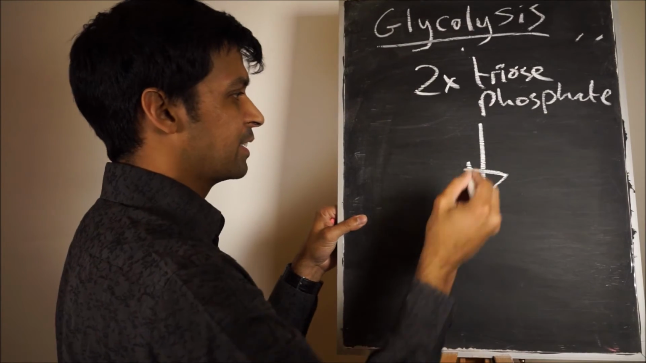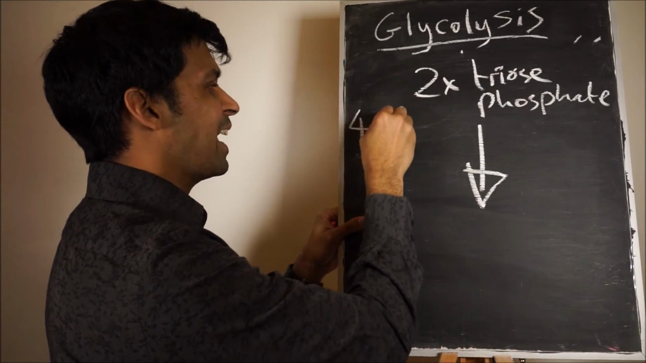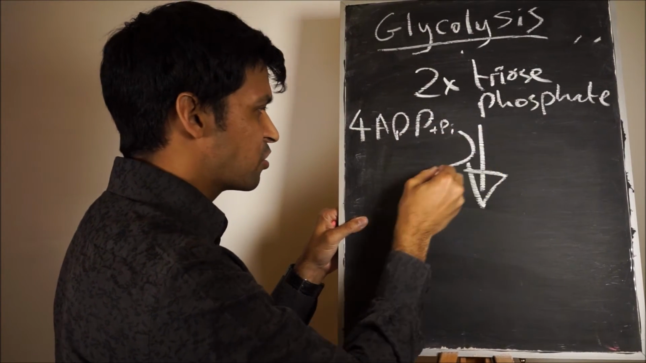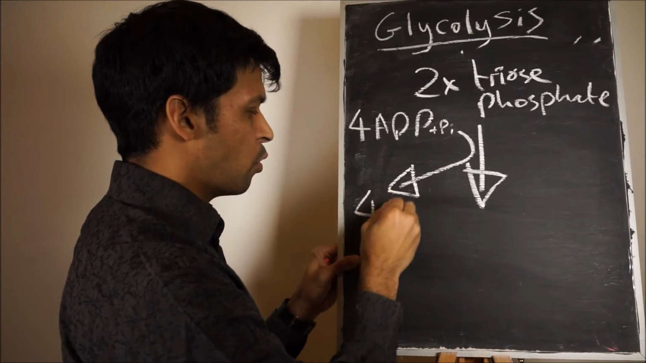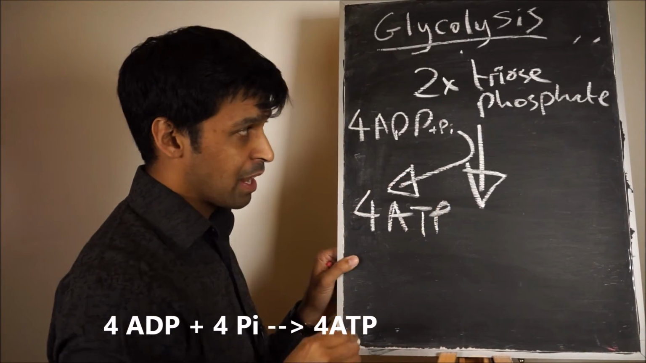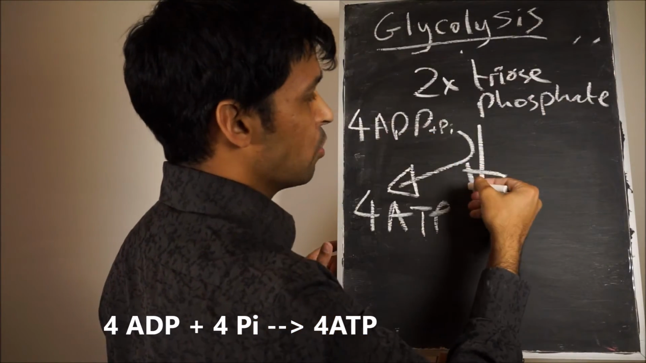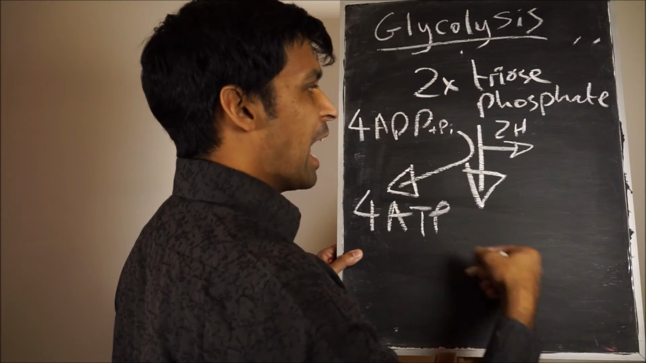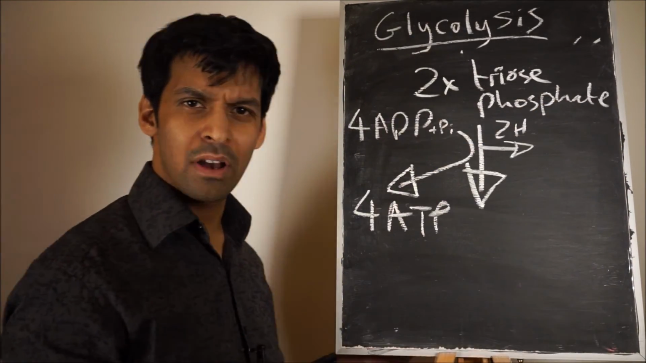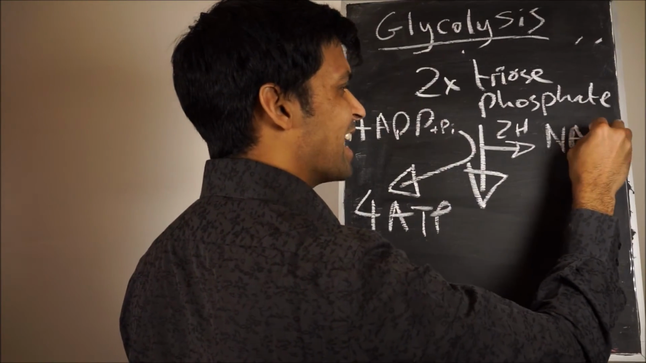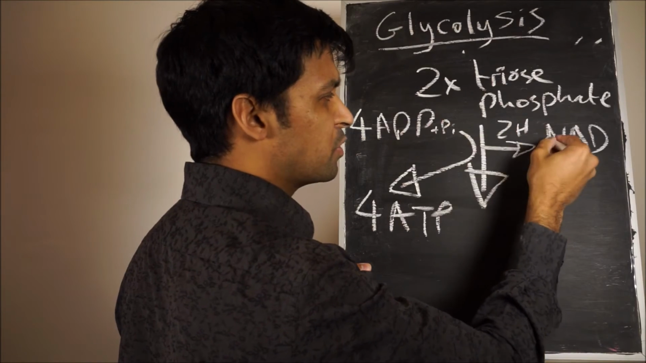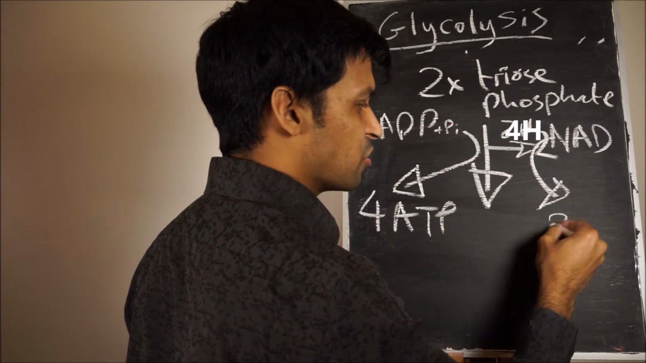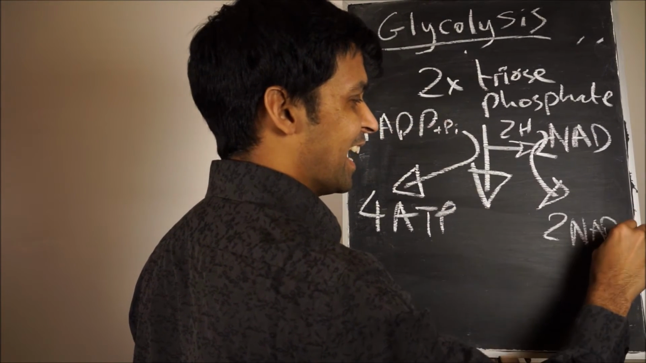So what's happening is we're now going to have 4 ADP plus Pi, and it's going to get converted into 4 ATP. Now, as it does this, these 2 molecules lose their hydrogen. And there's another molecule, a coenzyme called NAD, nicotinamide adenine dinucleotide. And this absorbs the hydrogen and, by the way, we have 2 of those, it turns into 2 NADH.